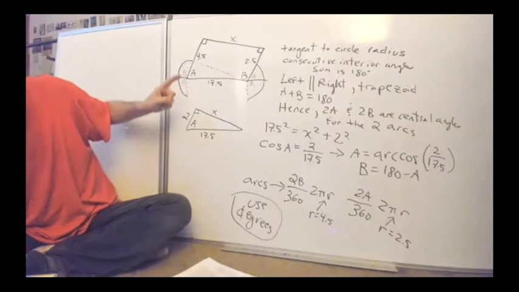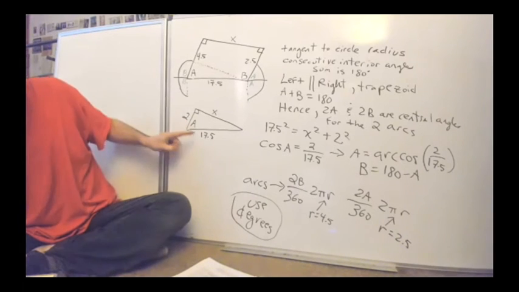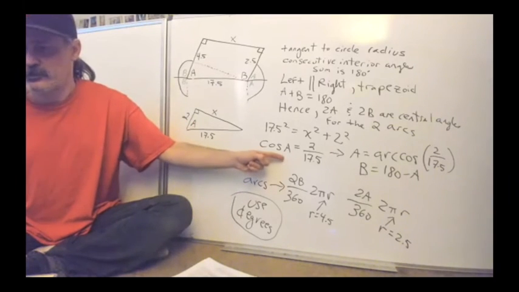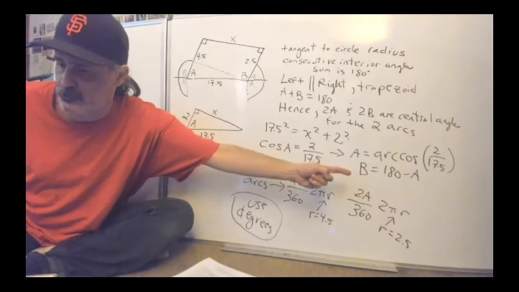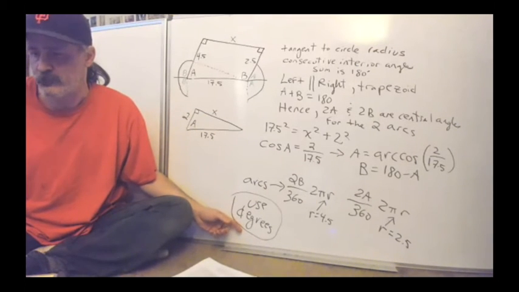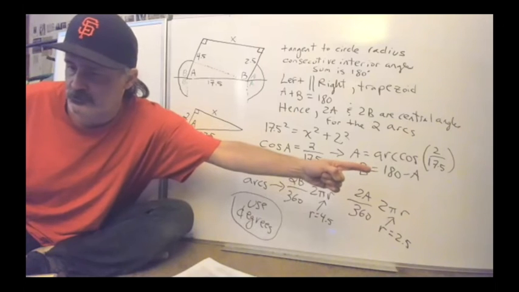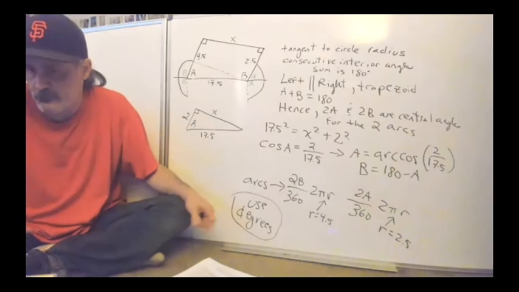And now we have to get one of the angles. In this right triangle, we have the A angle here, and it's adjacent to the 2. So we'll use cosine, adjacent over hypotenuse. Since we want to find the angle A, we do the arc cosine of the ratio. That gives us the angle A, and then we subtract from 180 to get B. If you're using radians, this would be pi minus A. But again, use degrees.